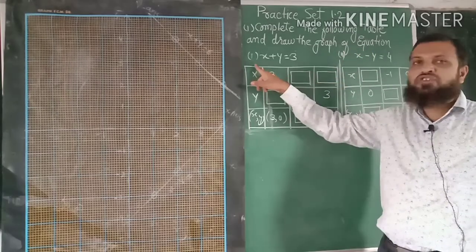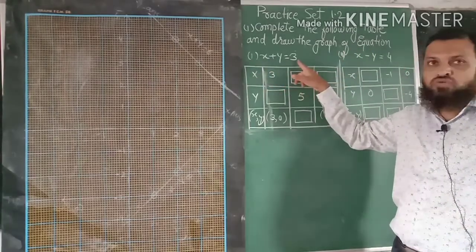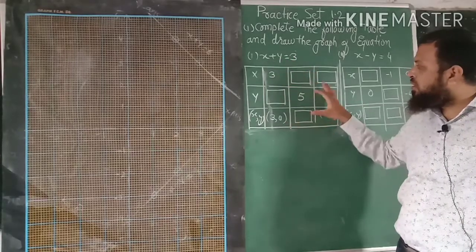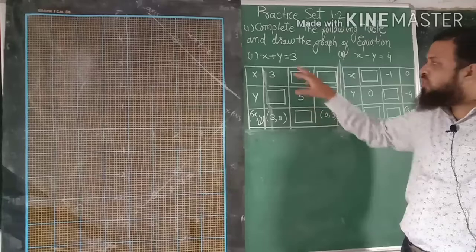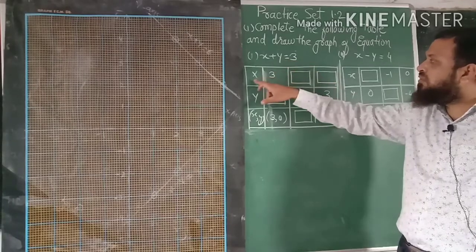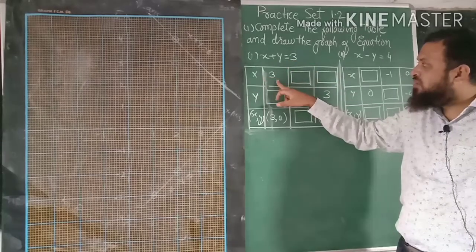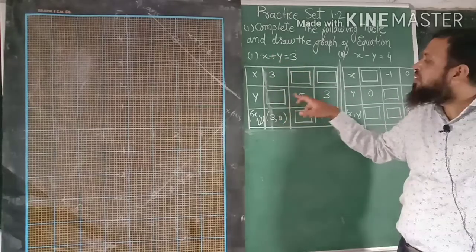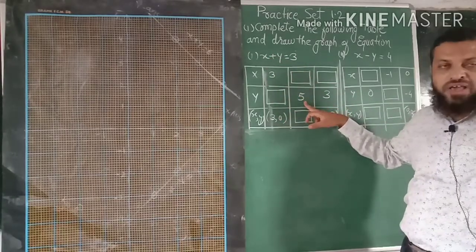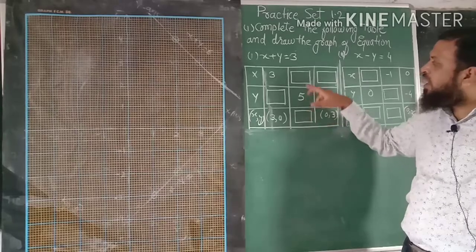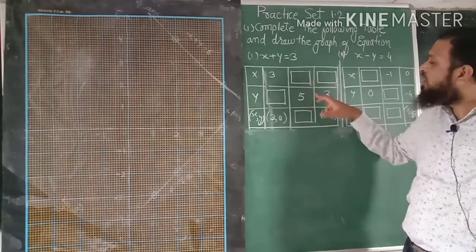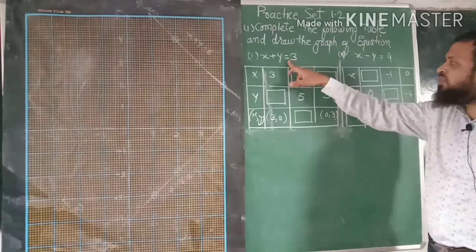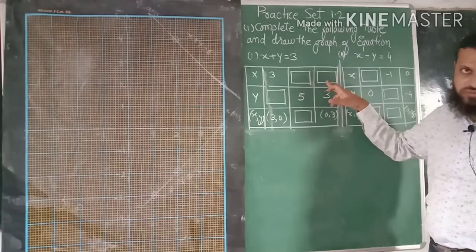This is the first equation, x plus y equals to 3. You have to complete this box using this equation. Here value of x is given, put the value of x in this equation, find the value of y. In the second case, value of y is given, put the value of y and find the value of x. Here in the third case, put the value of y in this equation and find the value of x.